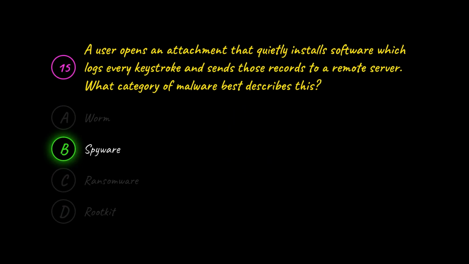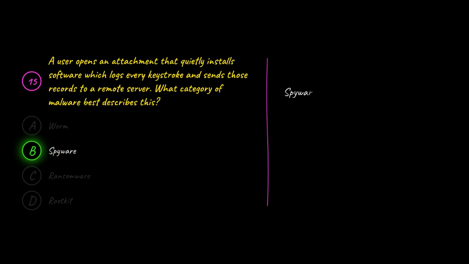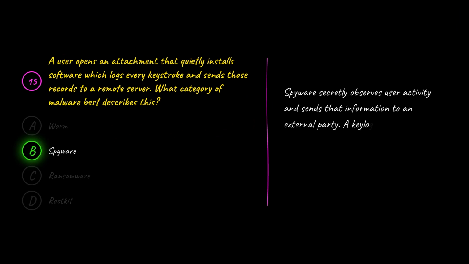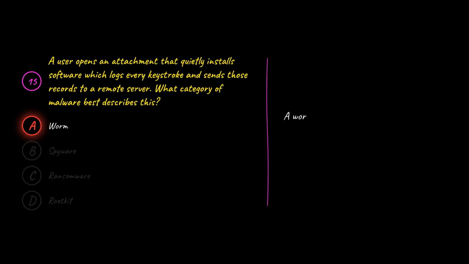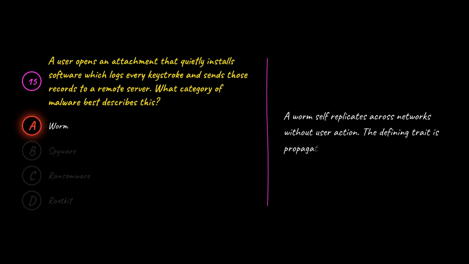The correct answer is B. Spyware. B is correct because spyware secretly observes user activity and sends that information to an external party. A keylogger that captures keystrokes and transmits them to a remote server fits the spyware category directly. A is wrong because a worm self-replicates across networks without user action. The defining trait is propagation, not surveillance of user input.